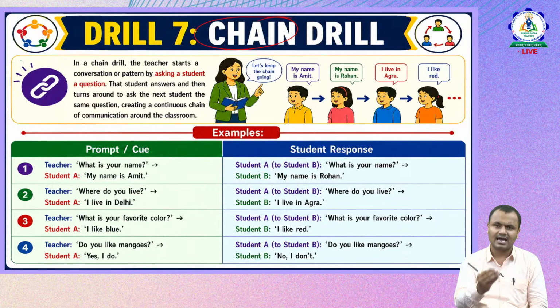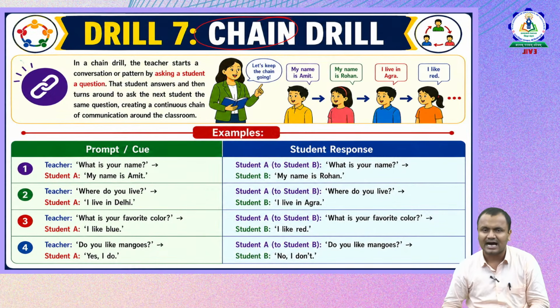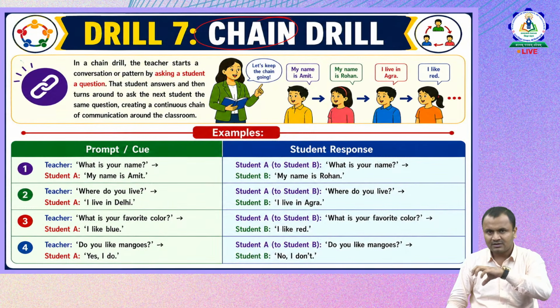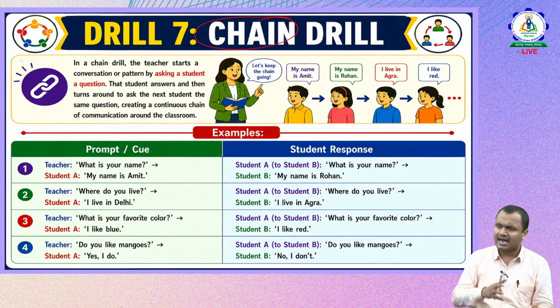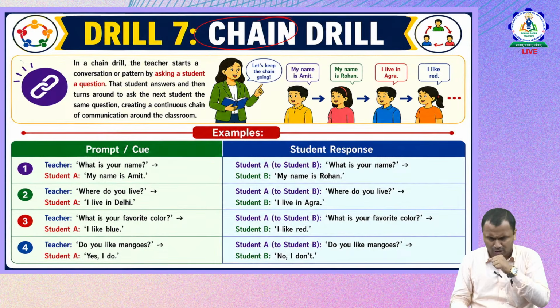Instead of saying does not, the student will say doesn't. Then the answer passes to the next student, and in this chain it will move up to the last student of the class. So this is starting from the teacher's sentence, ending up to the last student of the classroom or the last student of the group where we are doing the activity in the chain drill.